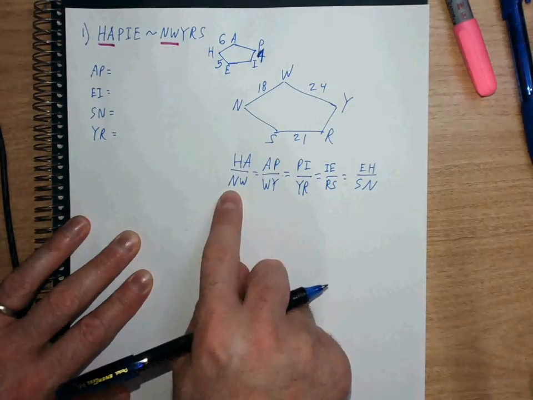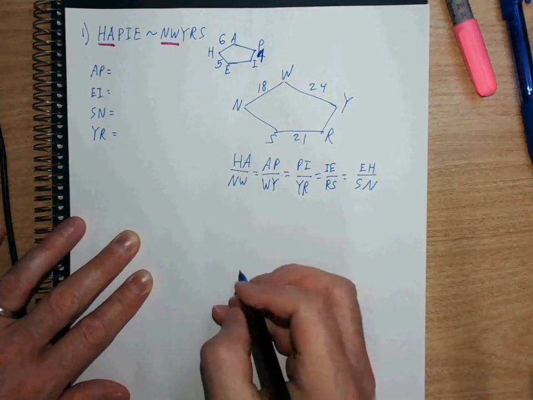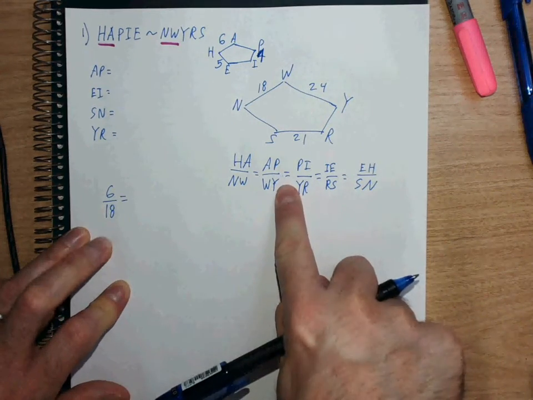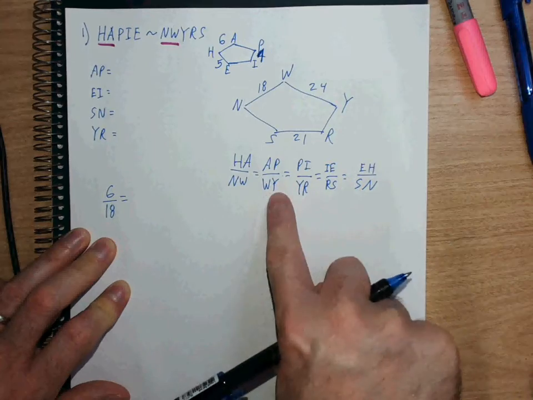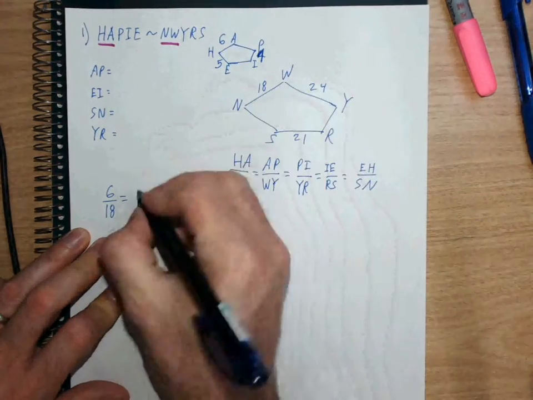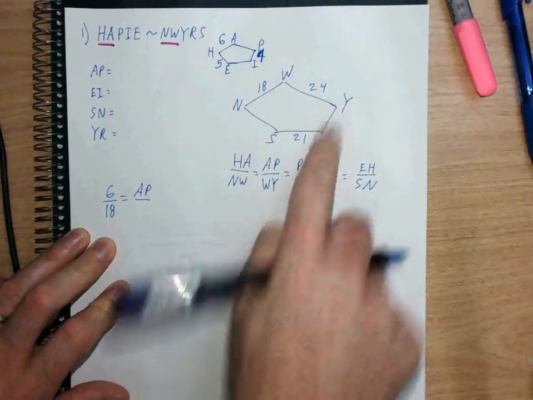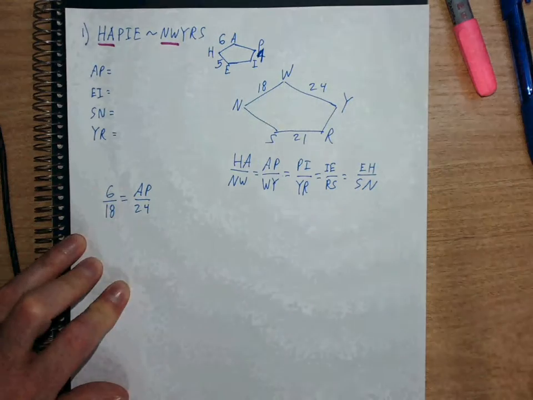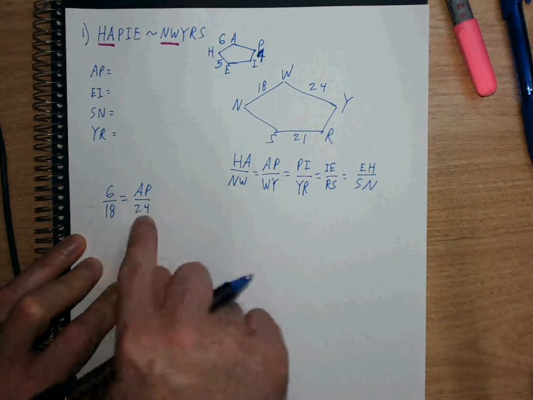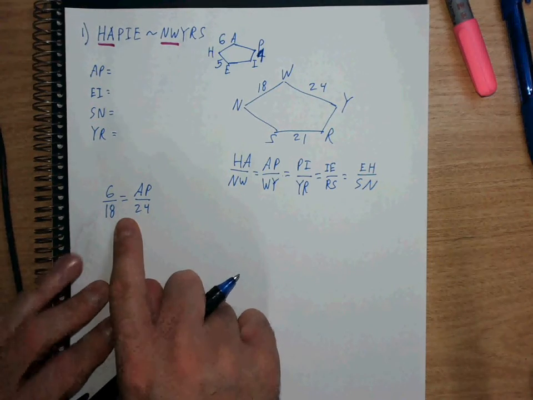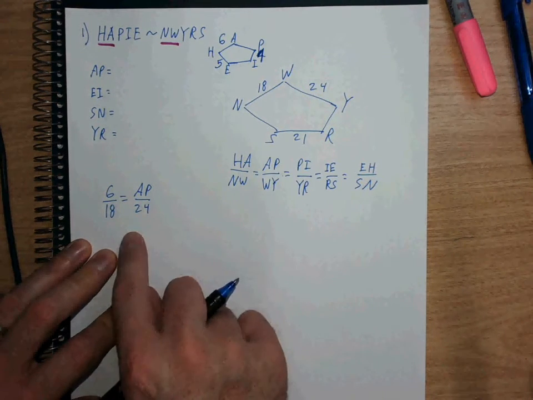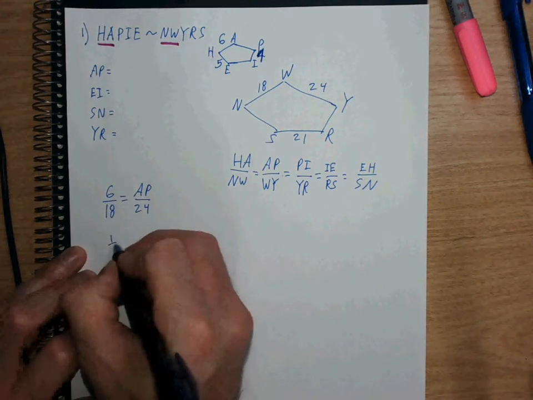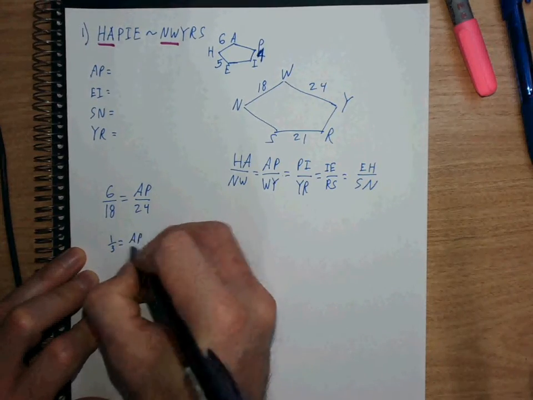Okay, so I know that HA over NW is 6 over 18. So I'm going to say 6 over 18, and that equals AP over WY. So that's AP. I don't know what AP is, but I do know what WY is. It's 24. Now I have to solve this ratio. If you need help solving that proportion, I'll put a link in the description of my video on how to solve proportions. I'm going to simplify this, which is what I prefer to do, and then I have AP over 24.